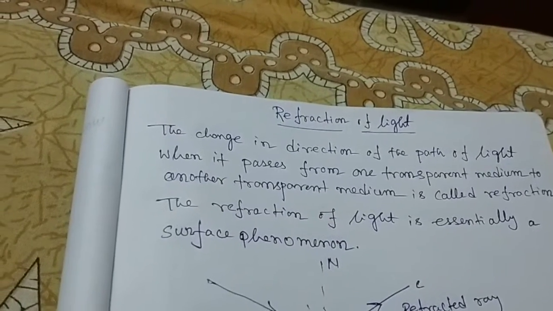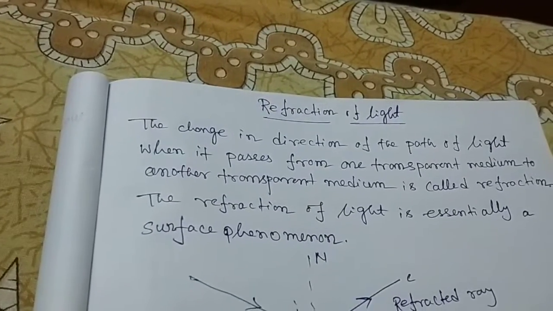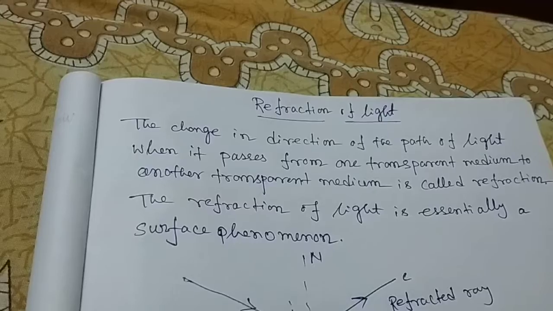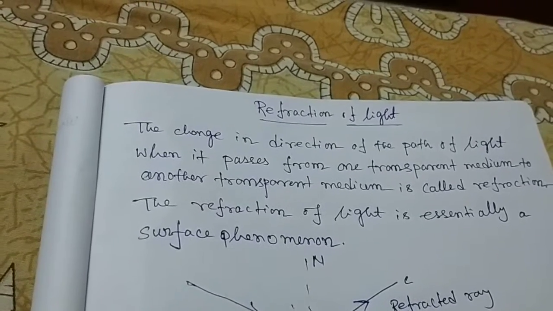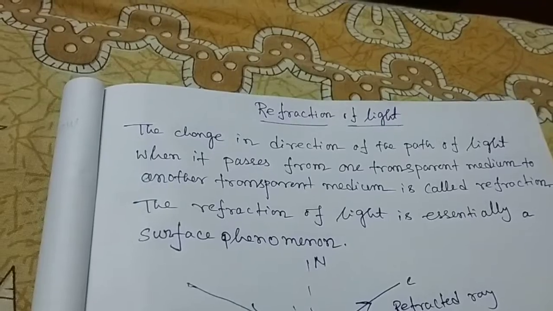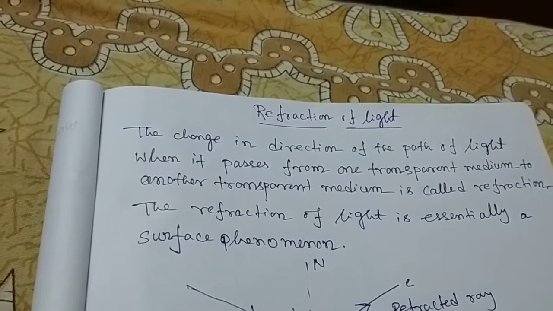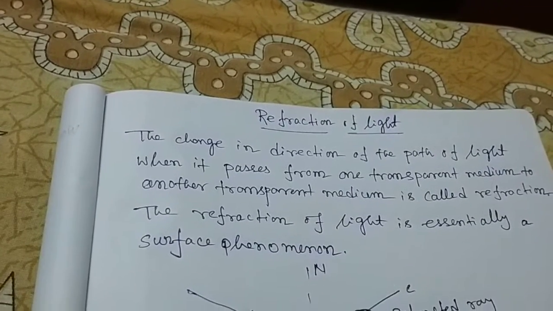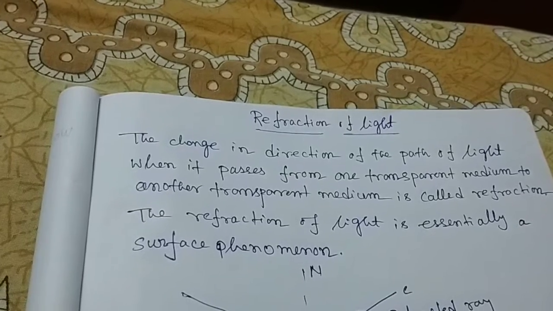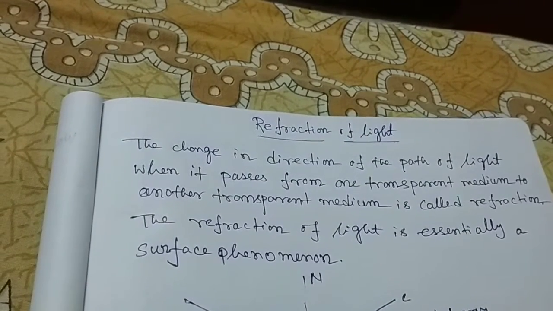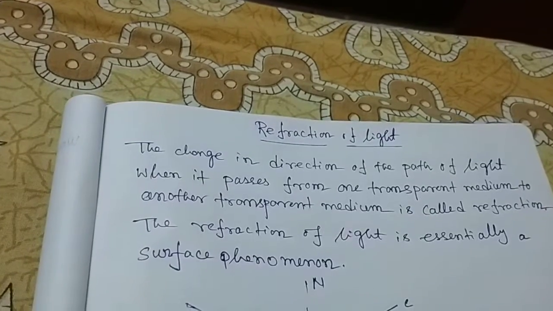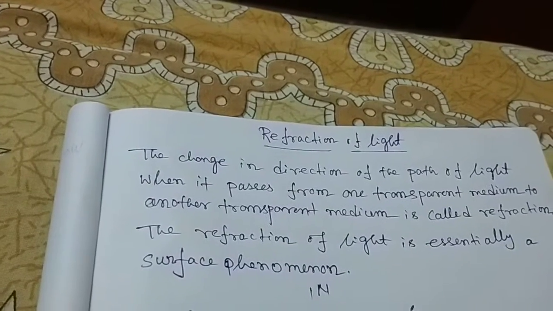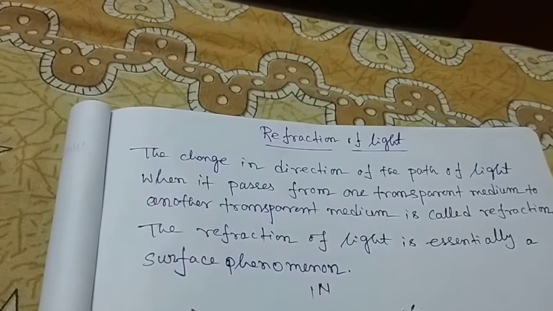Refraction of light. We have read the reflection of light from the plane and spherical mirror. The return of light in the same medium after striking a surface is called reflection of light. In the reflection of light, a ray obeys two laws. The angle of reflection is equal to the angle of incidence. The incident ray, the normal at the point of incidence, and the reflected ray all lie in one plane.